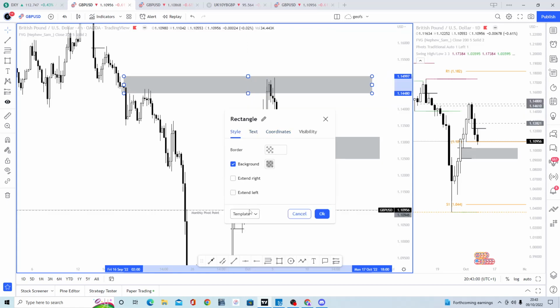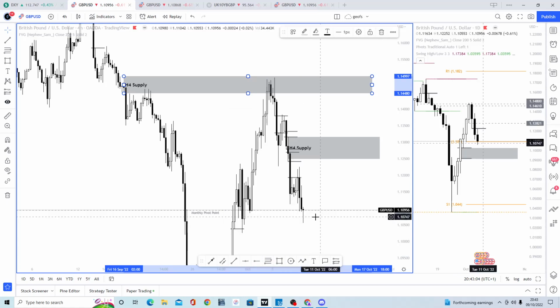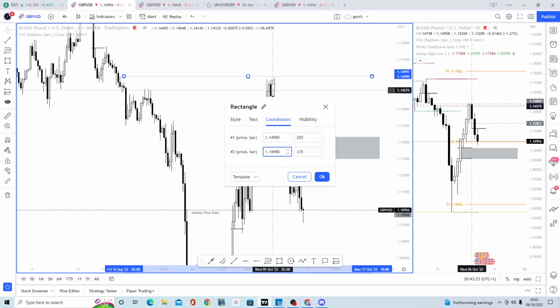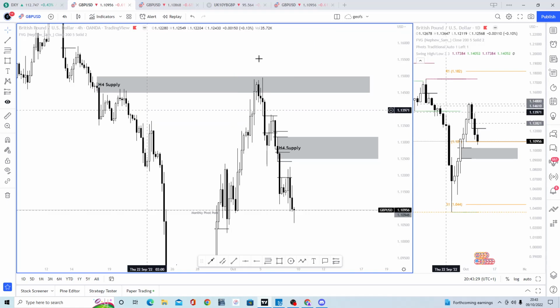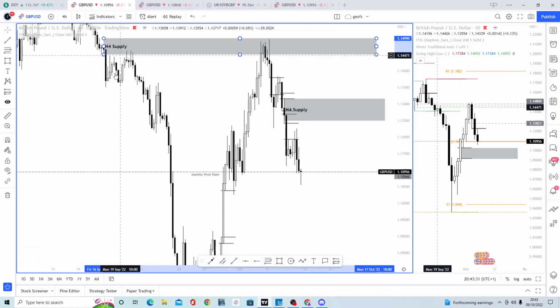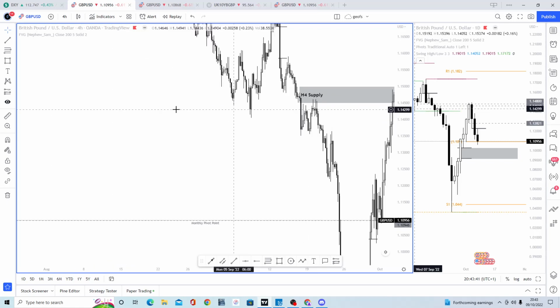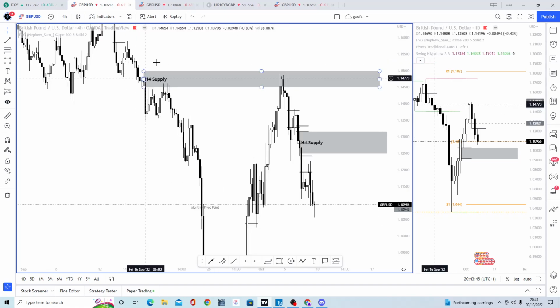Is everyone with me so far? So H4 supply. Supply and demand is at the heart of what I do, so getting the zones right is very important. So you can see there was a drive up. So you can see this was a supply that broke a demand here, I believe. So it became a strong supply zone. Big leg out, tested again, so it's now weak.